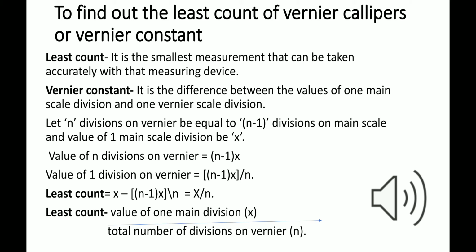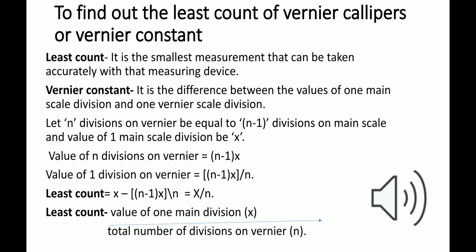Now let there be n divisions on vernier, and it will be equal to n minus 1 divisions on main scale. Just now I said if there are 10 divisions on vernier, it will be equal to 9 divisions on the main scale. We did that in the last slide. So here, we are assuming that n divisions on the vernier scale will be equal to n minus 1 divisions on the main scale. And let the value of one main scale division be x.